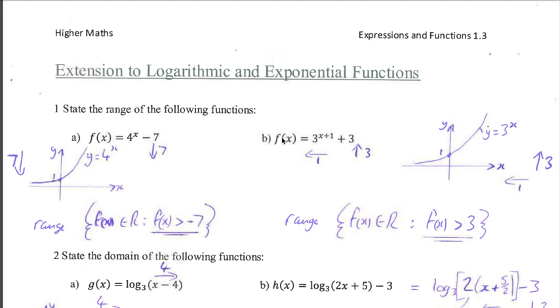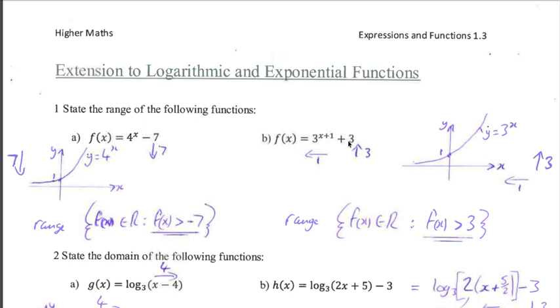Part B, f of x equals 3 to the power x plus 1, plus 3. So this here, treat this as f of x plus 1, so that will move the whole curve 1 to the left. That's not going to affect the range because it's moving it left or right. It's not moving up or down. So the range will not change. The y coordinates will not change.